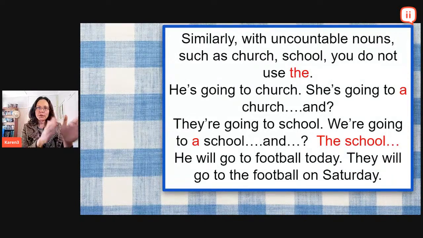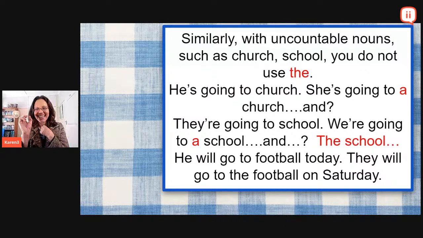So do not use the article when you use church, school, football, when you are talking about the activity that people will do there. He's going to church, he's going to worship, all those kinds of things. They're going to school, they're going to learn, and the teacher will teach them. He's going to football, he's going to practice football. So never use any article like a, the, an, when you're talking about an activity.